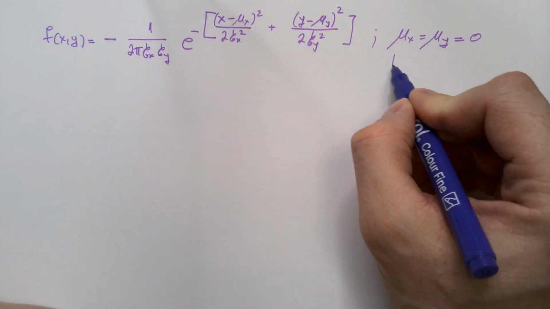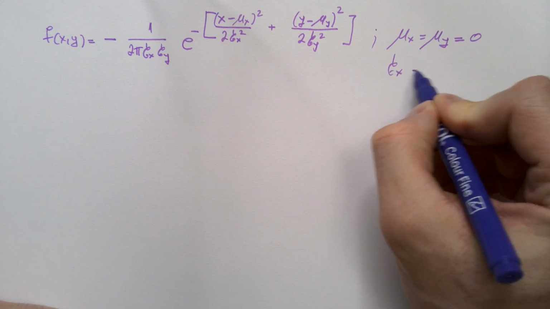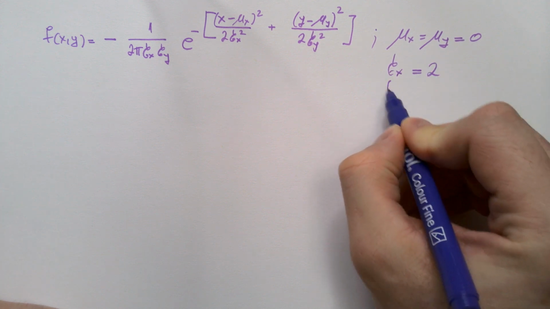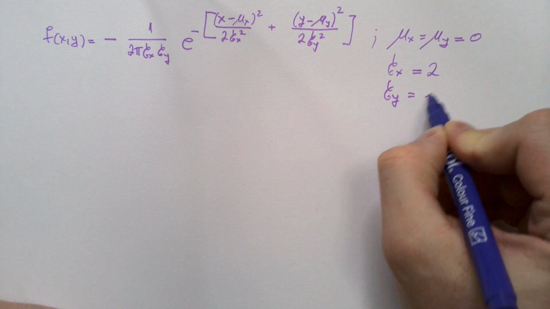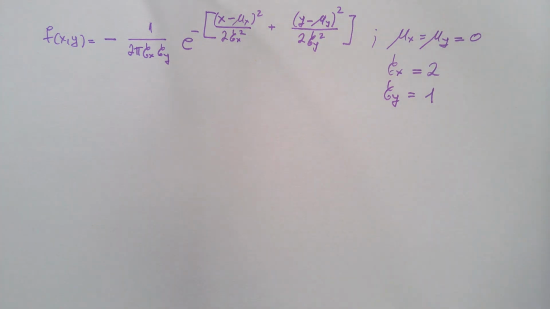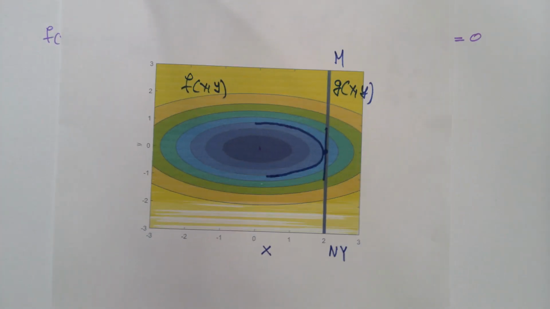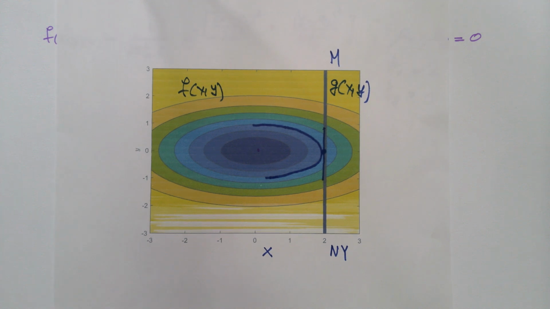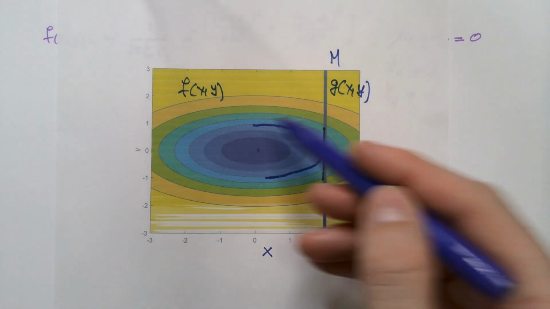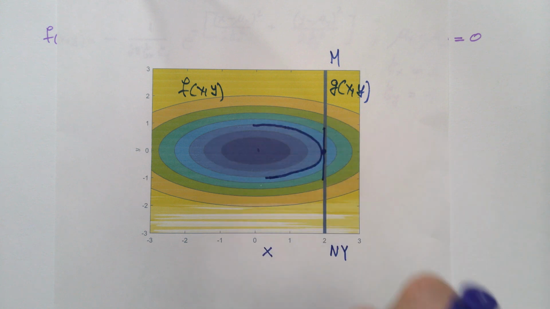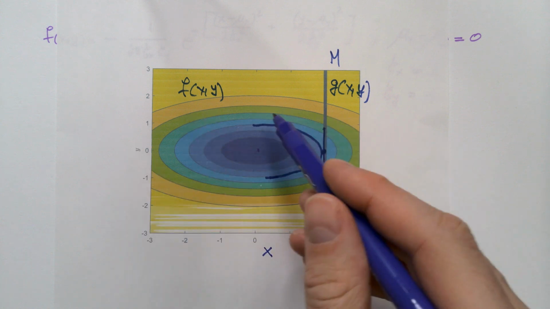Moreover, I used sigma x equals 2 and sigma y equals 1. And that is why this function is skewed in one direction. It's not perfectly circular, but more elliptical.